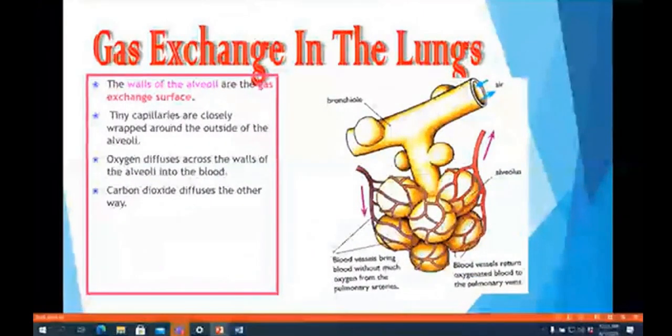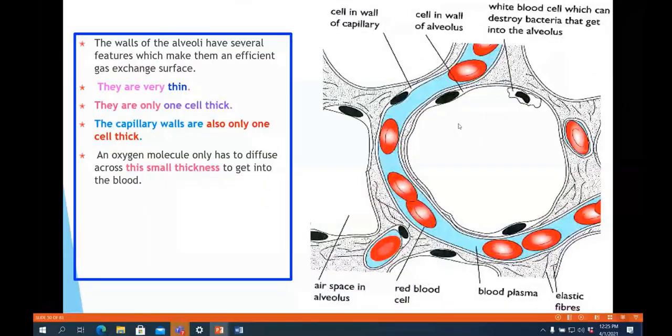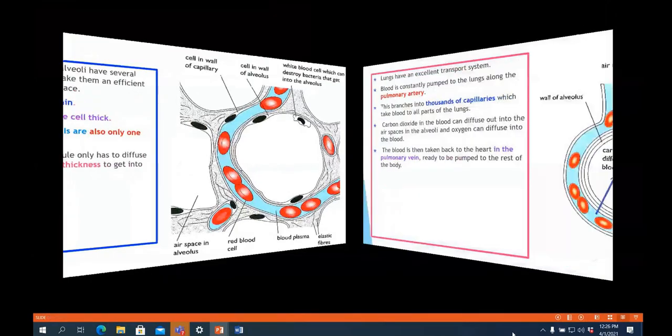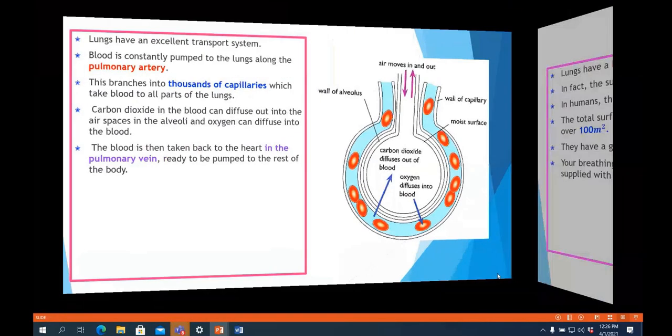So this is how the gas exchange takes place in the lungs. This is the microscopic picture of the alveoli, and here you can see the gas exchange takes place. These are the RBC, which pick up oxygen and leave carbon dioxide in the alveoli. This is possible because the alveoli are only one cell thick. They are very thin, allowing the gas exchange to take place like this. Ladies, you can see the carbon dioxide diffuses out to the blood cells and oxygen is diffused in.